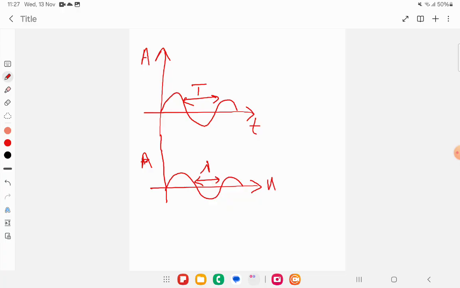There are two ways to represent a harmonic wave. Freeze x and plot amplitude versus t, and freeze t and plot amplitude versus x, as shown here.